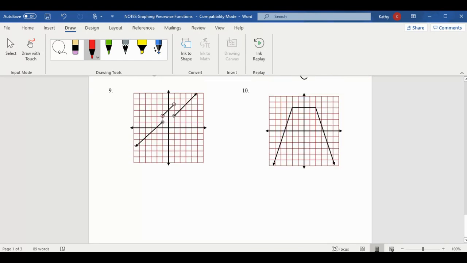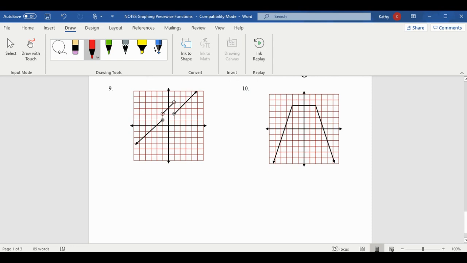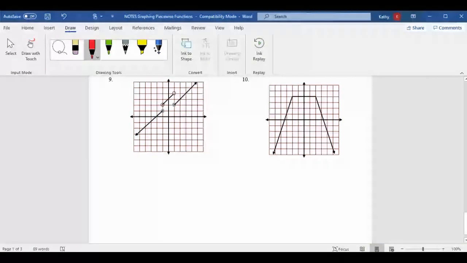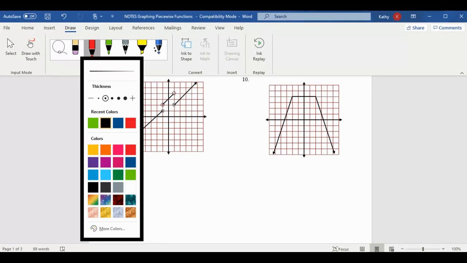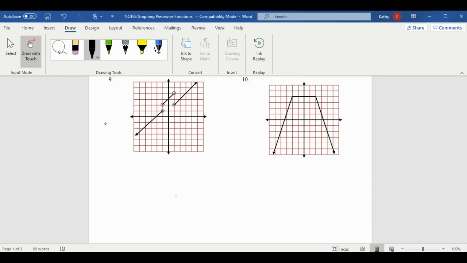Okay, number 9 and number 10 are both made up of 3 different parts. So first, let's look at the 3 different pieces. We'll go with the first one on the left. We're going to make it green, and we always travel left to right, so we are going to write our equations from left to right.